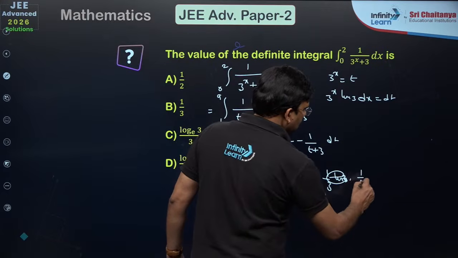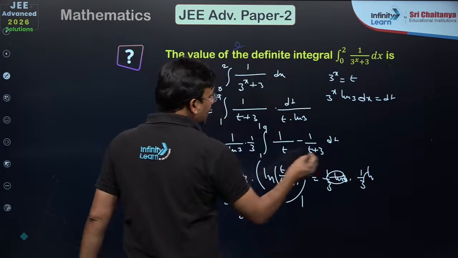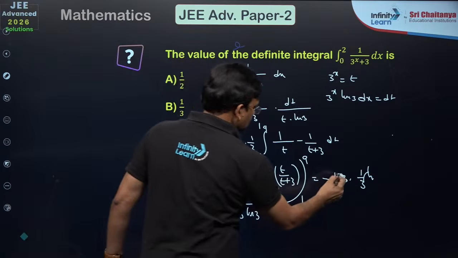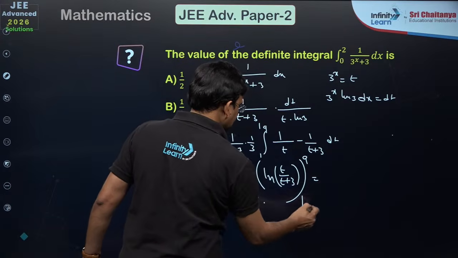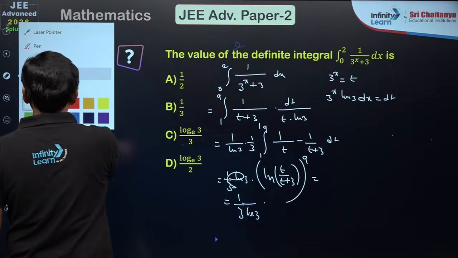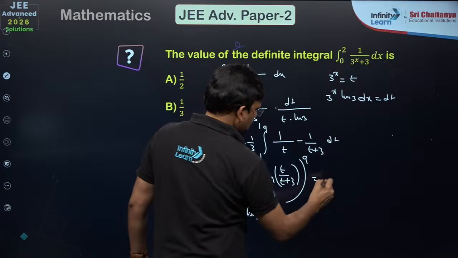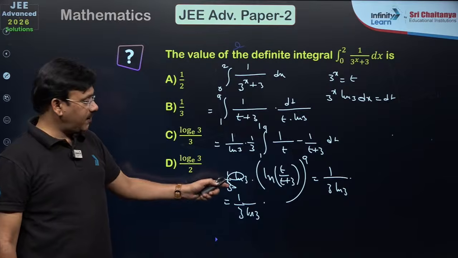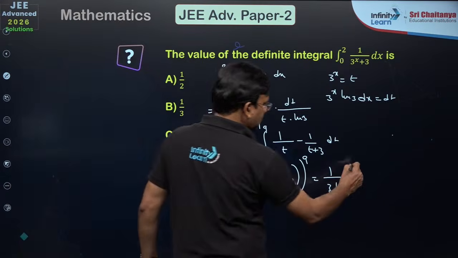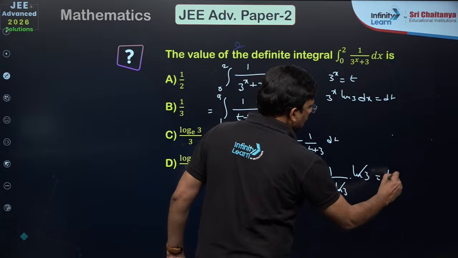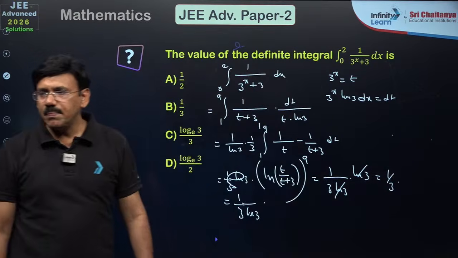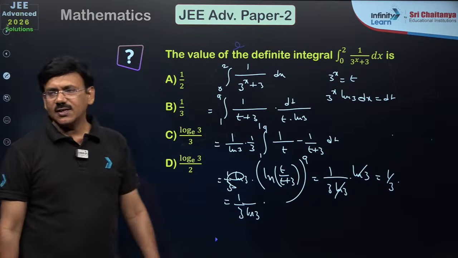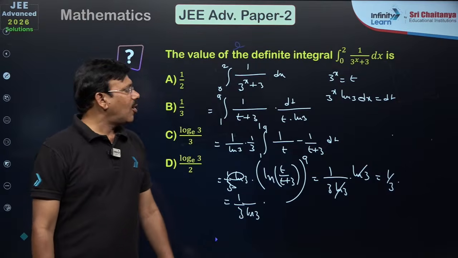So you can just write this, it is a simple question. So this is 1 by 3 log 3 into, you see, log of 9 by 12, 3 by 4 minus 1 by 4, this becomes log 3. So this gets cancelled, 1 by 3 is the answer. Very simple question it is, right? So the value of the definite integral, just take 3 power x equal to t, obviously it becomes a simple integral.